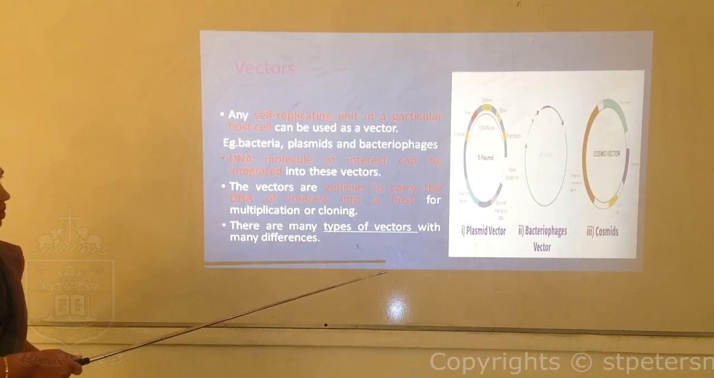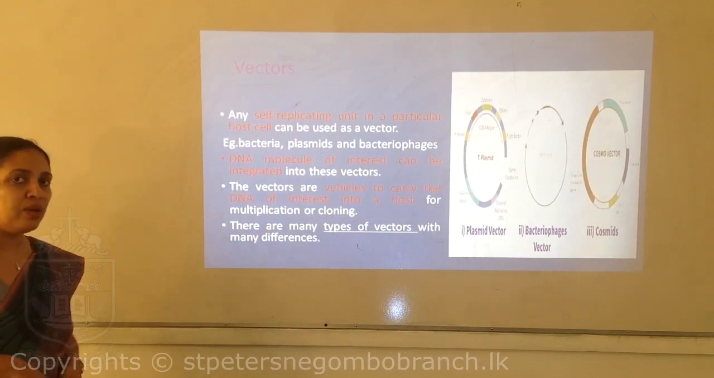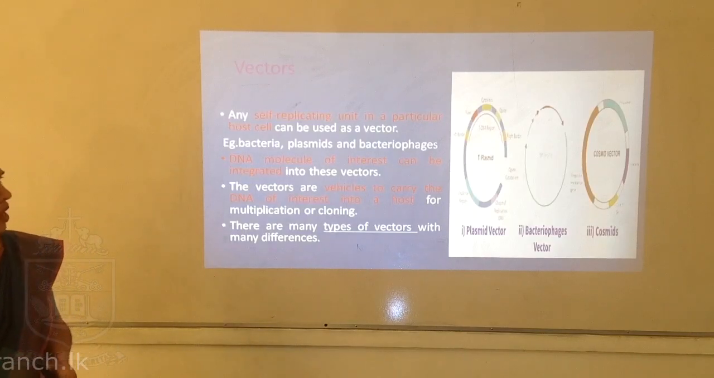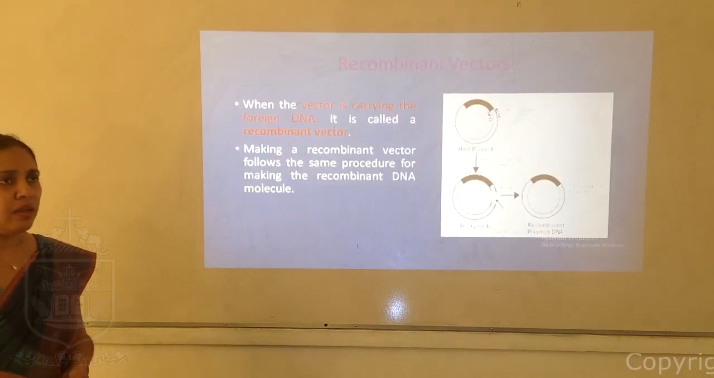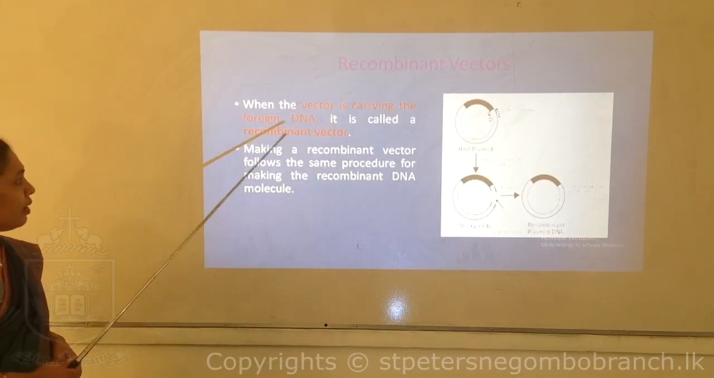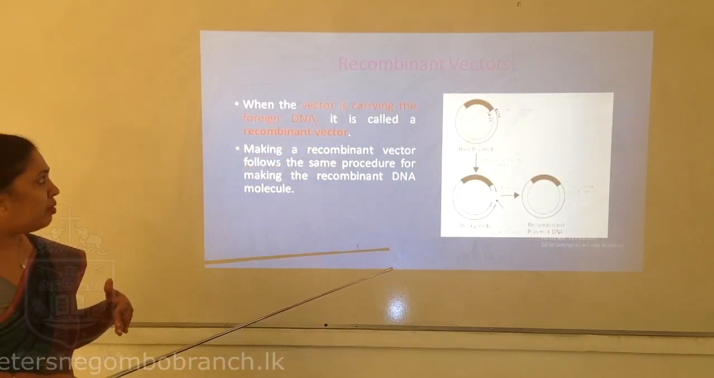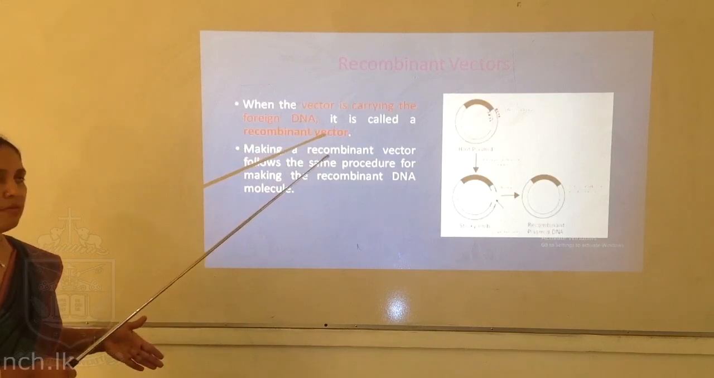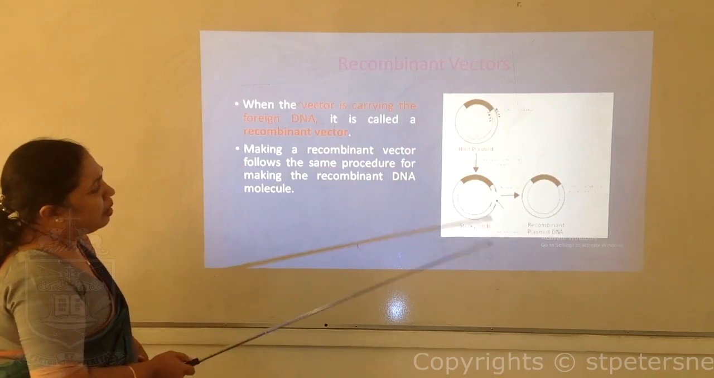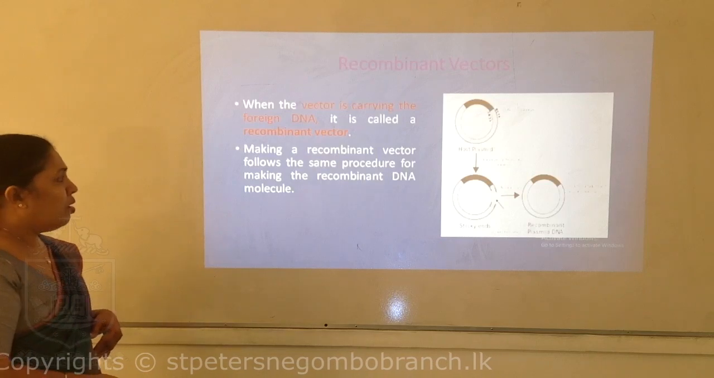So there are many types of vectors. These are some of the types: plasmid vectors, phagemid vectors, and also some recombinant vectors. In our lesson, recombinant vectors are very important. When the vector is carrying foreign DNA, it means a recombinant DNA. When it is there in a vector, it is a recombinant vector. So this is the host plasmid, and it is cut here, and then some new genes are inserted here. So it is a recombinant vector.